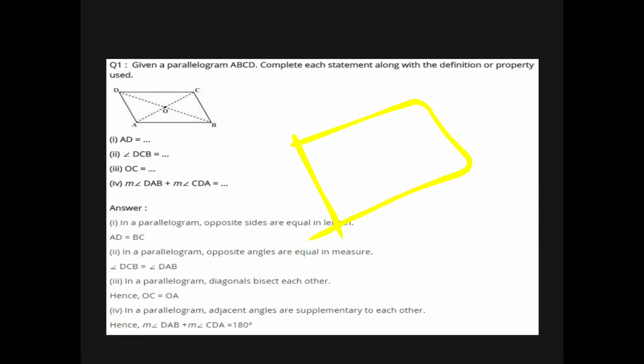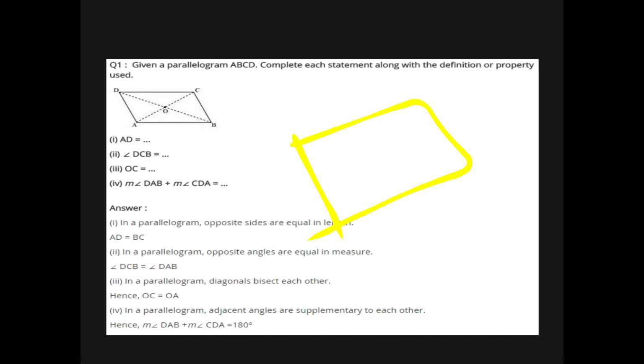Suppose this is a parallelogram. These two sides are opposite to each other, so they are equal to each other, and these two sides are also opposite to each other, so they are equal to each other. The property says that opposite sides of a parallelogram are equal to each other.